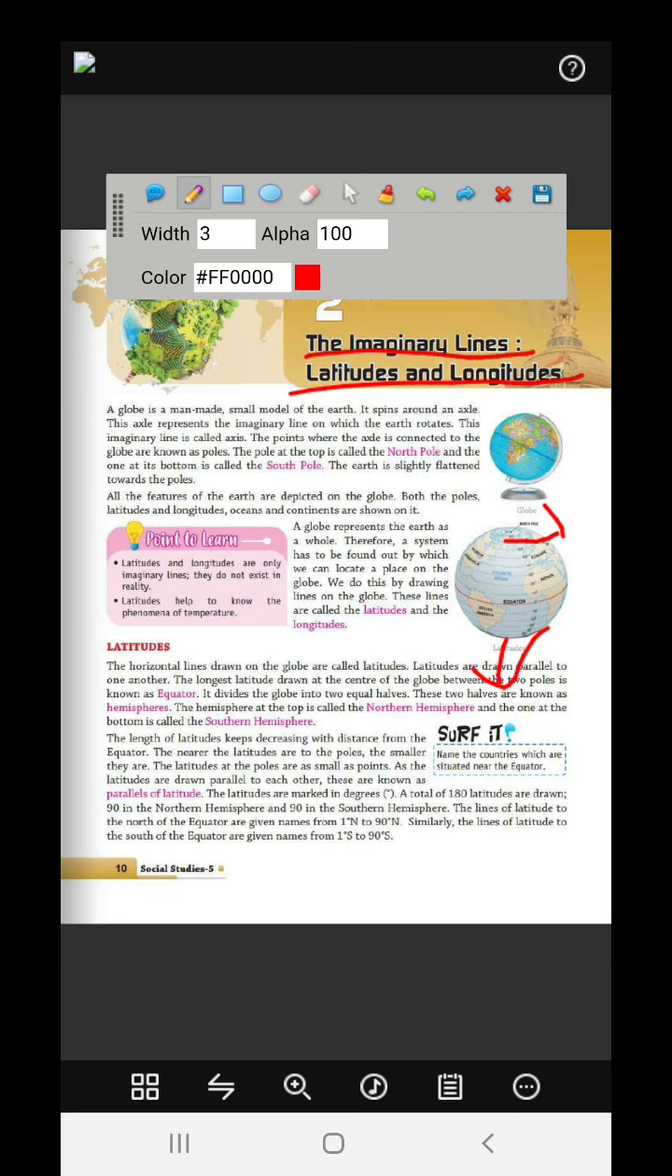We do this by drawing lines on the globe. These lines are known as latitudes and longitudes. So, when I talk about latitudes and longitudes, you must be thinking, what are these latitudes and longitudes? You will come to know about it.